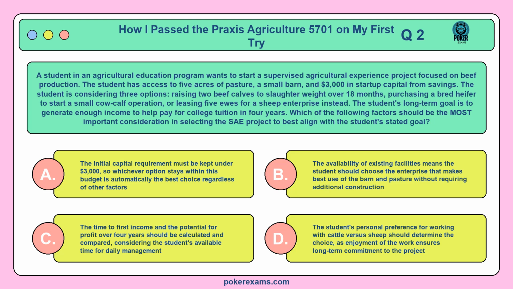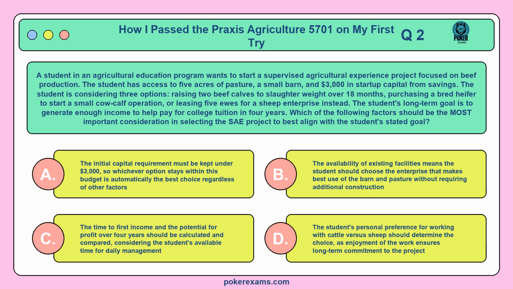A student in an agricultural education program wants to start a supervised agricultural experience project focused on beef production. The student has access to 5 acres of pasture, a small barn, and $3,000 in startup capital from savings. The student is considering 3 options: raising 2 beef calves to slaughter weight over 18 months, purchasing a bred heifer to start a small cow-calf operation, or leasing 5 ewes for a sheep enterprise instead. The student's long-term goal is to generate enough income to help pay for college tuition in 4 years.